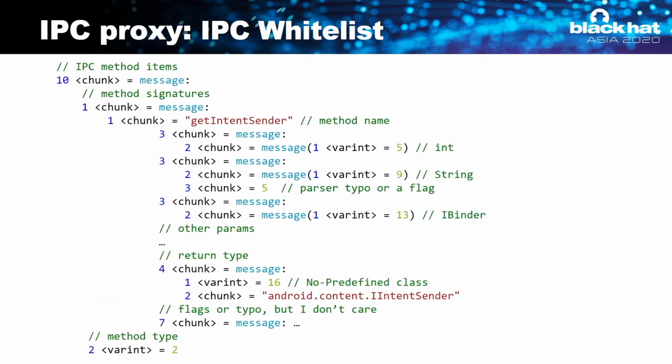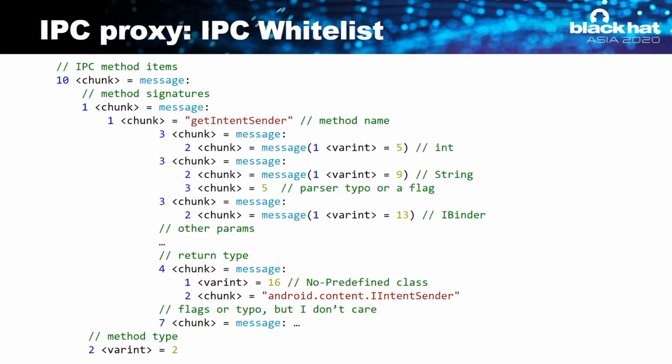In the IPC method item, the first field is nested data saving the method's signature. In the method signature item, the first field is the method name, and the following field with tag 3 means the method parameter types. It's an enumeration type. For example, 5 means int, 9 means string, 13 means class embedded, and the field with tag 4 means the method return type. And there are some other fields following. Maybe they mean some flags or parser typo; we don't care about them.